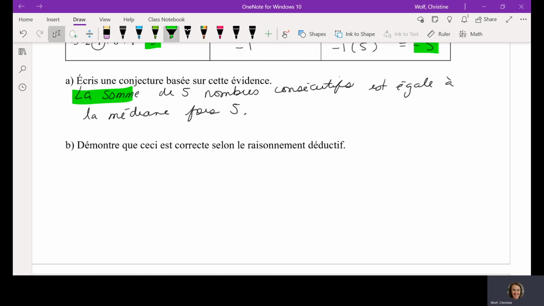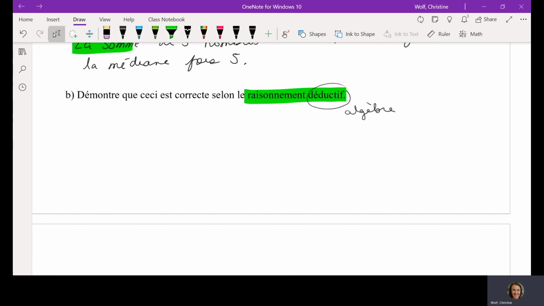So on veut démontrer que ceci est correct avec le raisonnement déductif. So avec le raisonnement déductif, ça c'est où on utilise algebra, actual algebra and math to prove it is true at all times. So this is new, so hold on to your hats. Okay, so je sais que je parle de 5 nombres, right?